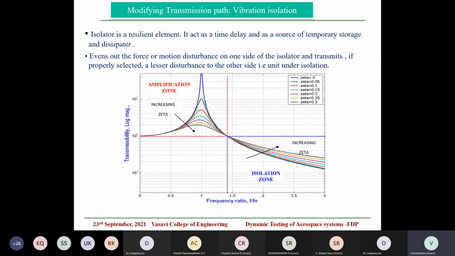If you are modifying the transmission path, then you have to play with the damping. Okay, sir. Thank you, sir. One more. If the natural frequency of the system initially without isolator is some X, then with the isolator it will come down. It will be the isolator natural frequency now, not the system natural frequency.